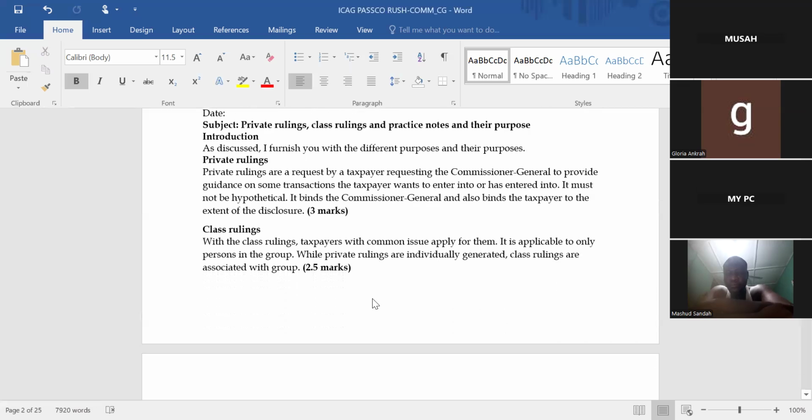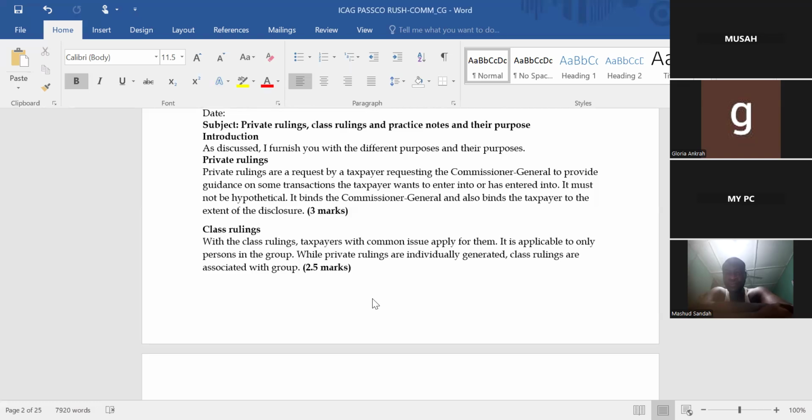The class ruling, as I made mention, is for a group of taxpayers with common interest. For example, whether you want to go in the direction of the Ghana Bankers Association or the direction of the assemblymen. This just happened this year. It means that it is only applicable to persons in that group. If you are not a member of these two groups, you cannot use that particular ruling.